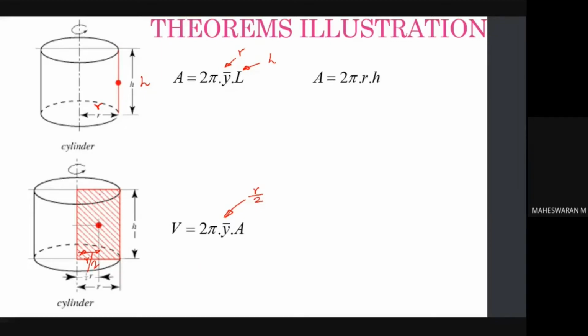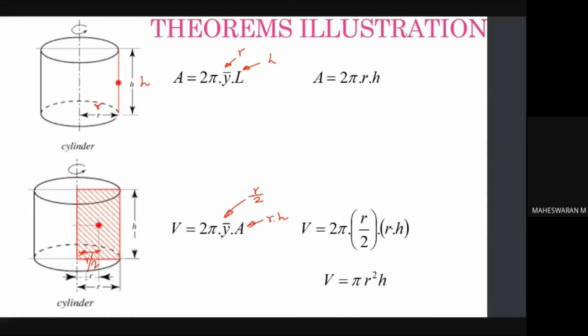A is the area of this particular rectangle. Area is base into height, so in this case it is R into H. So we get 2 pi, R by 2, into R into H. At the end, we get pi R square H. So this is the volume of my cylinder.